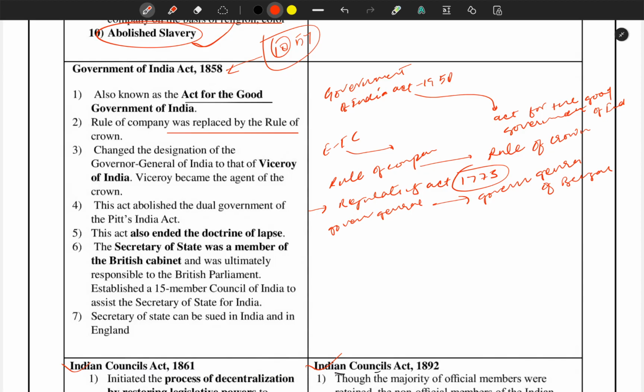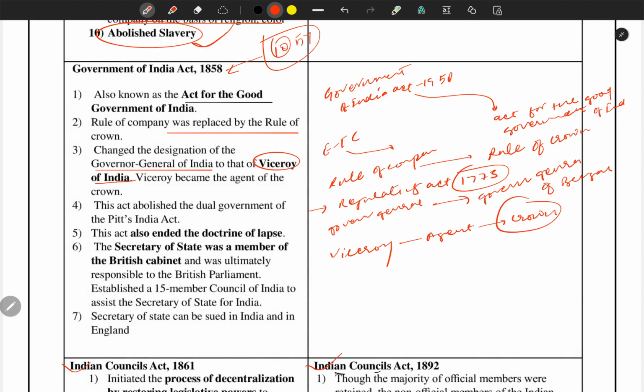But after the Government of India Act 1858, a provision was made that the Governor General of India will be known as Viceroy from now onward. The Viceroy became the agent of the Crown. So this particular act made this provision as well.